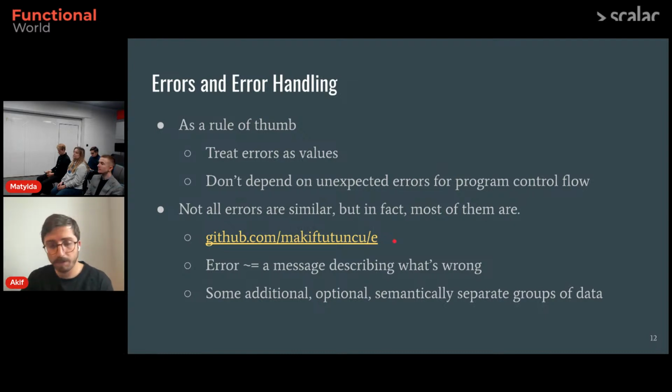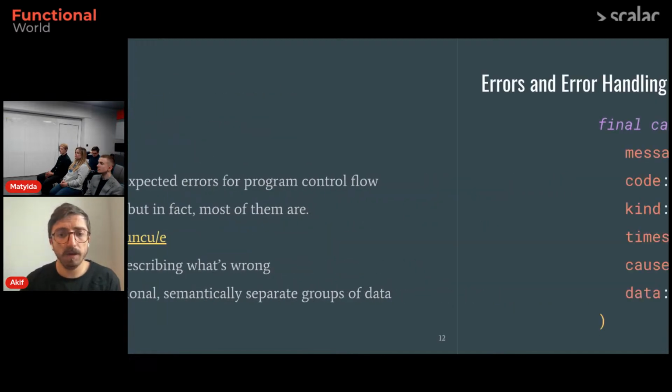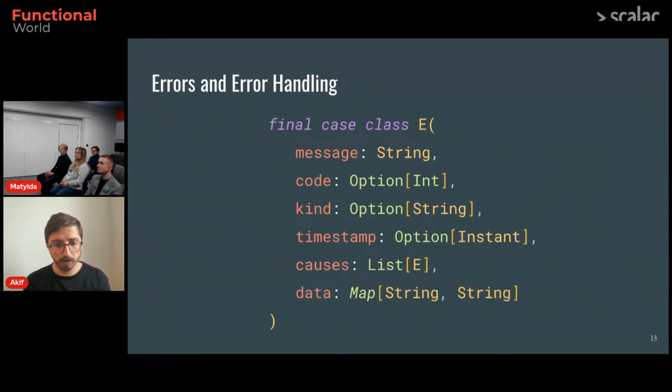Before I move on, I also want to explain this E here. I called my error type E because I had this idea before and already worked on another library called E. Why this exists is because, based on all the things I explained, I saw that errors are not all similar, but most of them actually are, especially the domain errors. What I mean by similar is that they contain similar information. They contain a message that describes what is wrong. That's for sure. When I have an error, it conveys the information that something is wrong, and I understand what is wrong from that error. And optionally, they have some additional separate groups of data. So based on all these, I came up with this class. I called it E because it's short for error.